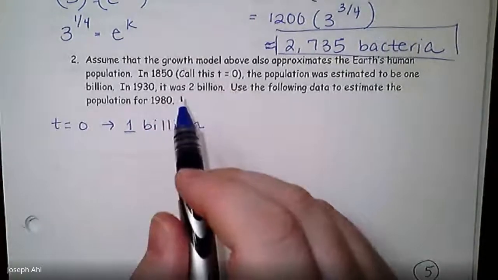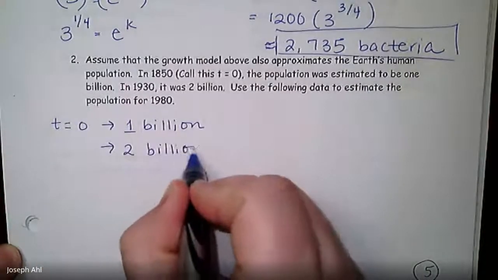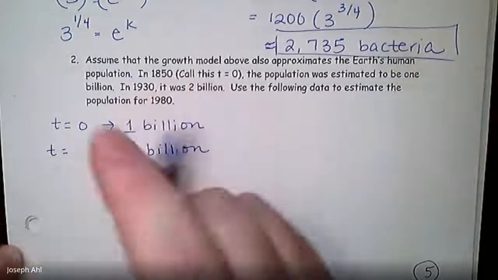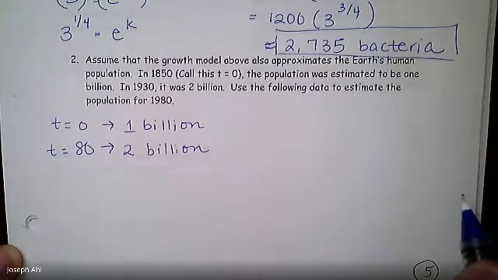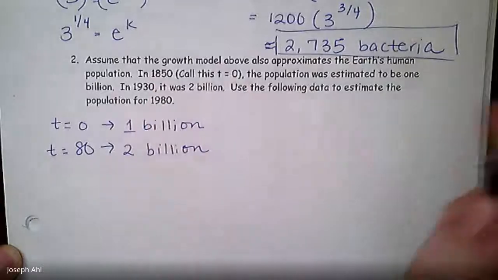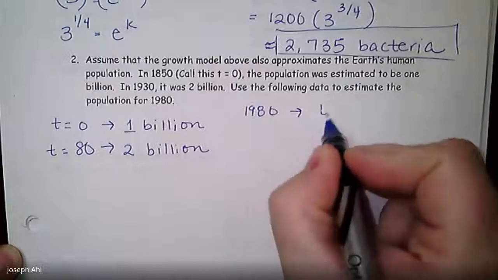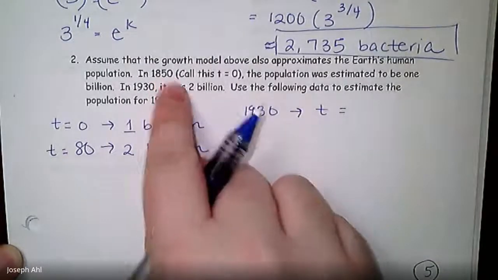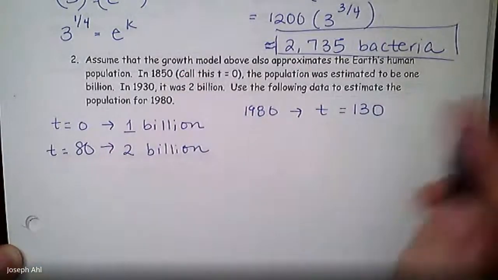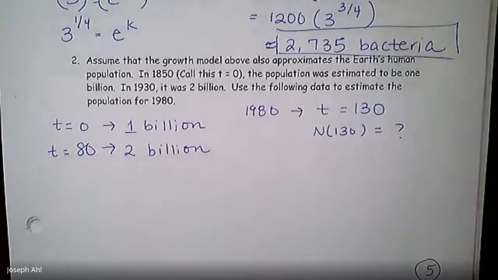And then in 1930, it was estimated to be 2 billion people. So in 1930, we have to convert that to a new value of t. Well, 1850 to 1930, if I'm good at math, that looks like t equals 80 now, would be 2 billion people. Use the following data to estimate the population for 1980. So what do I want in the end? 1980 would correspond with t equals, well, that's more than 100. It's 130 years after the initial year of 1850. So basically, I want to figure out in the end, what does n of 130 equal, if that's my time?